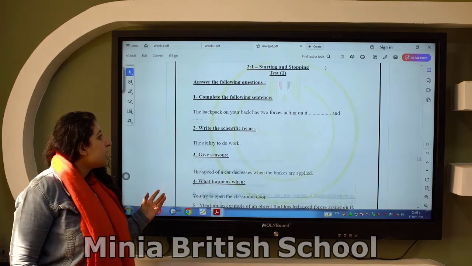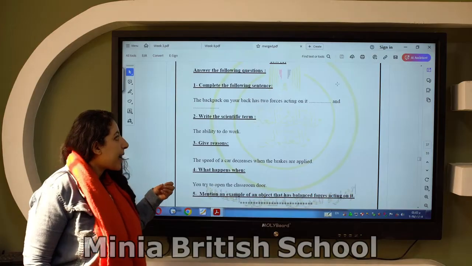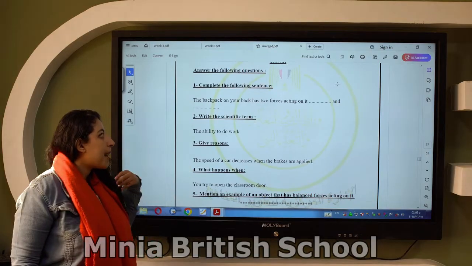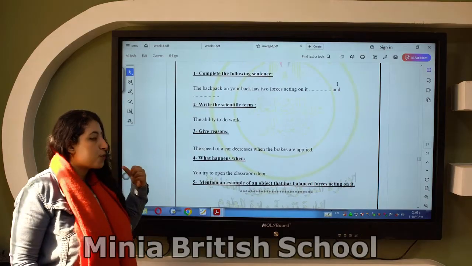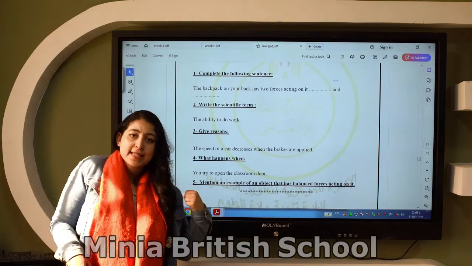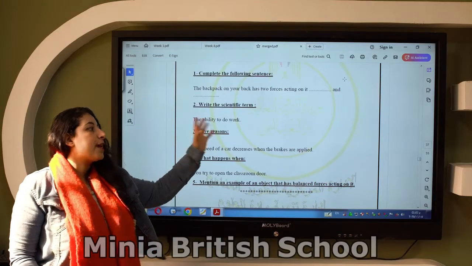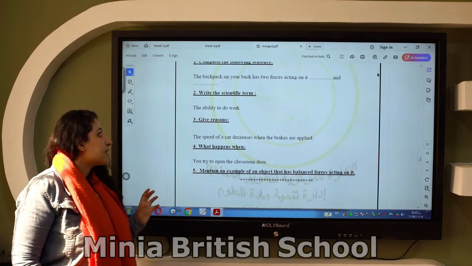Test 1 in week 10. The backpack on your back has two forces acting on it. The handbag is under the effect of two forces: the pulling force of my hand and the pulling force of gravity.